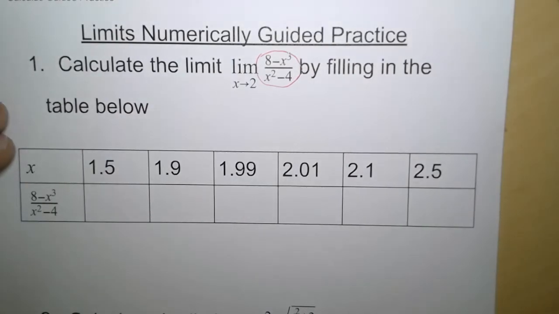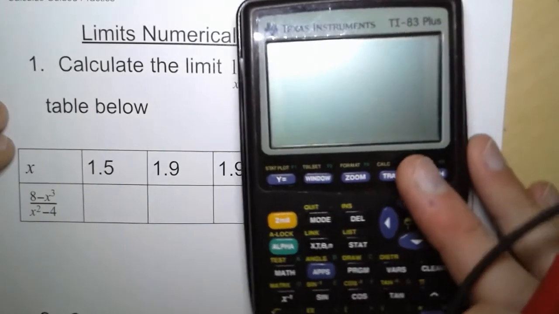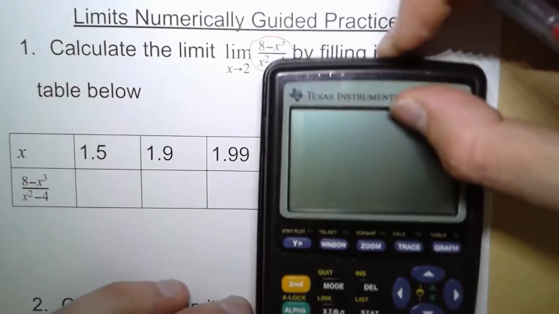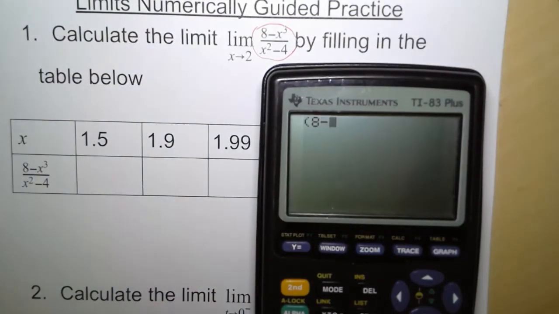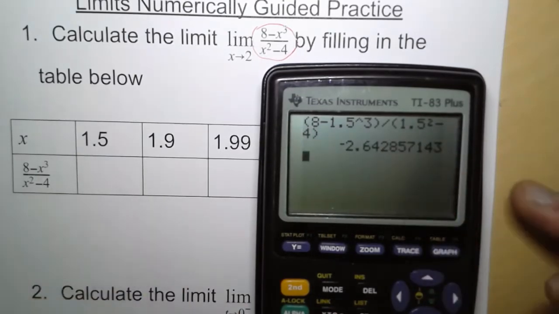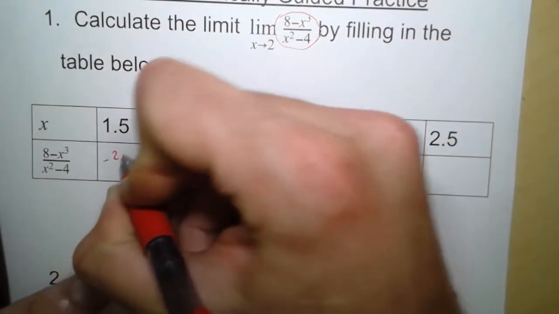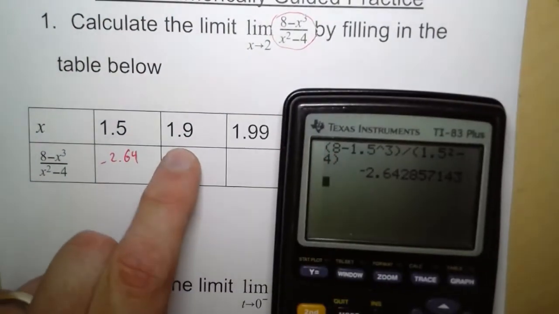So, to make this easy on ourselves, we pull out our calculator, and the first number we'll start with is 1.5. Our function is 8 minus x cubed over x squared minus 4. So we substitute 1.5 in for x, and we get negative 2.64. I'll put negative 2.64 in this spot right here. Now we want to find 1.9.